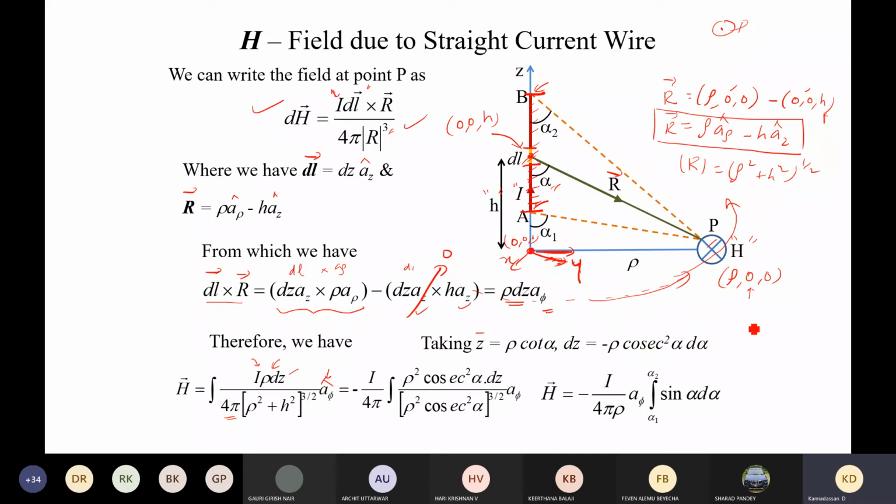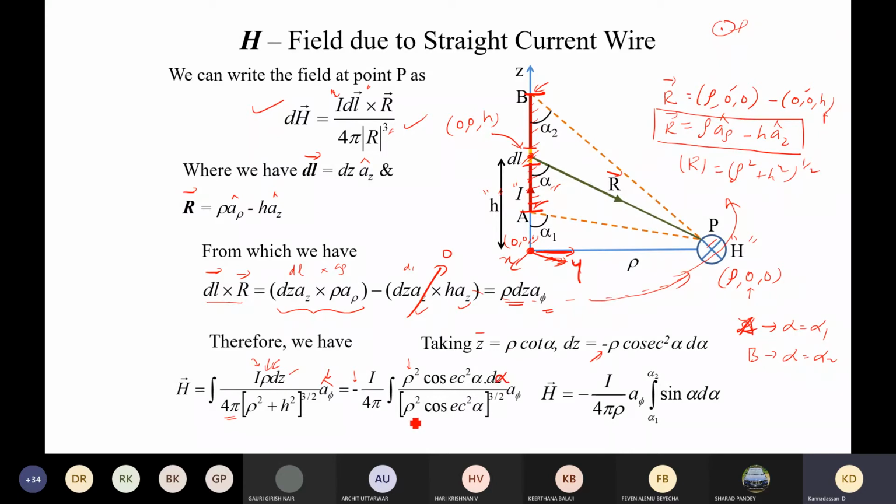Also, we are supposed to find the limits of A and B. Therefore, at point A you will get alpha equal to alpha 1, and at the other point alpha becomes alpha 2. That's all. So you are going to represent that here. This minus symbol has come here, and I by 4 pi is a constant, so we can take it out. And this rho cosecant square, when you multiply with this rho, you will get rho square cosecant square, and dz is supposed to become d alpha. I'm sorry for that. So d alpha.